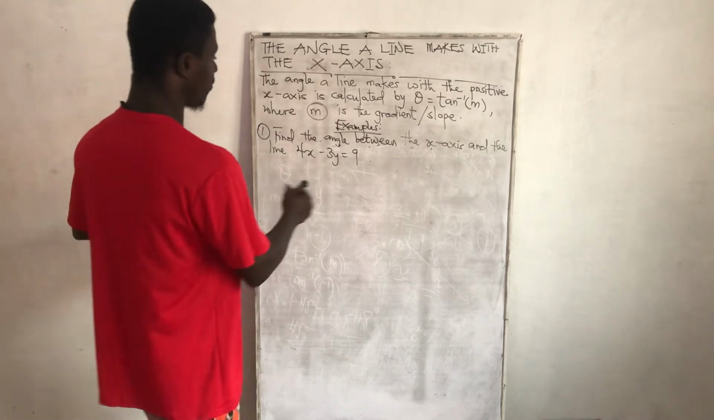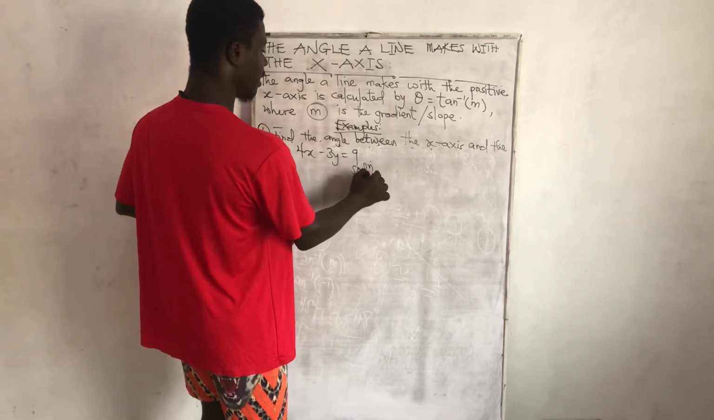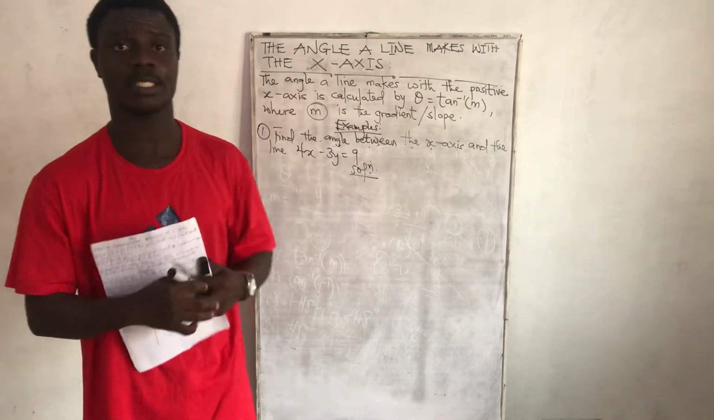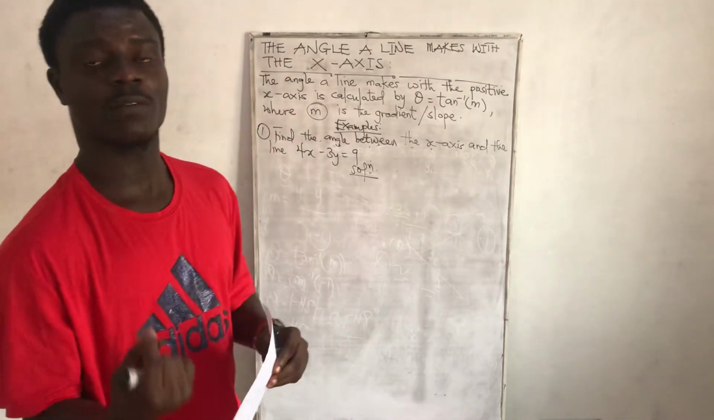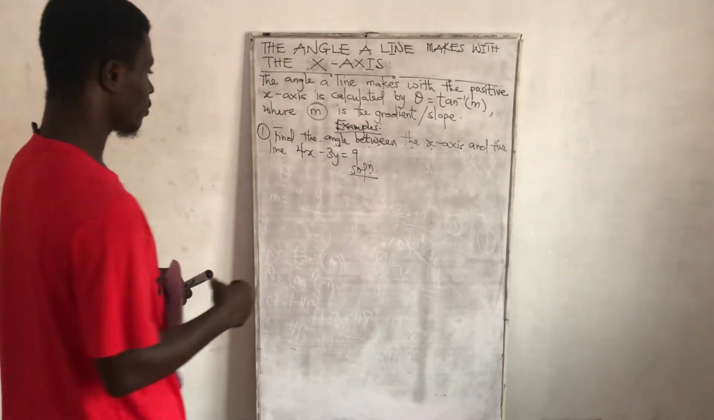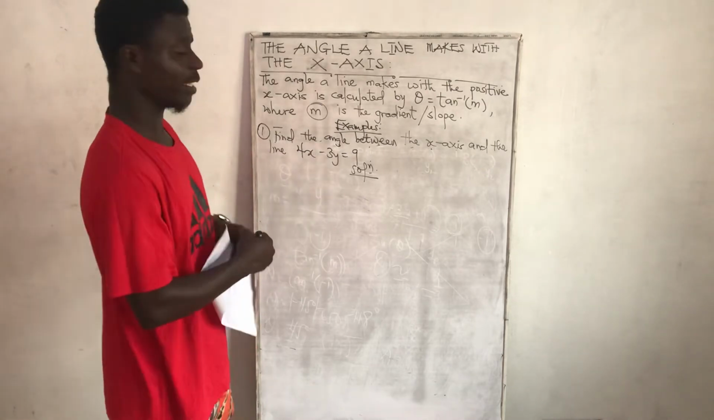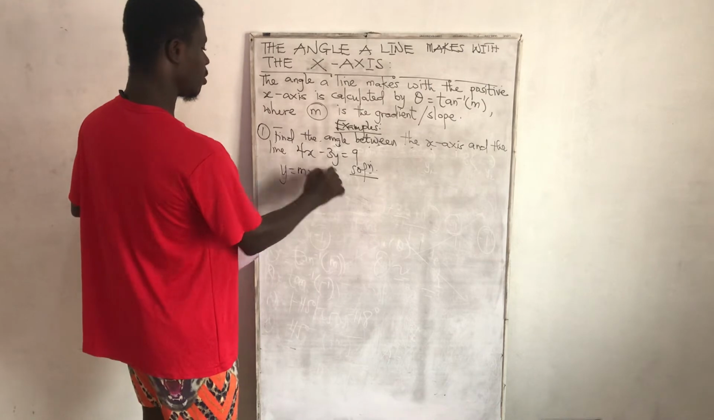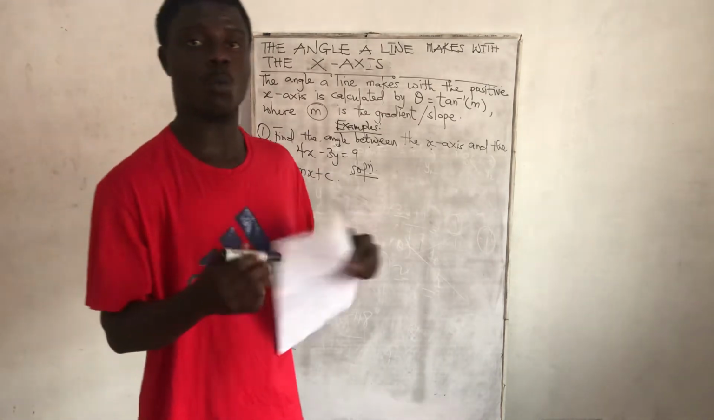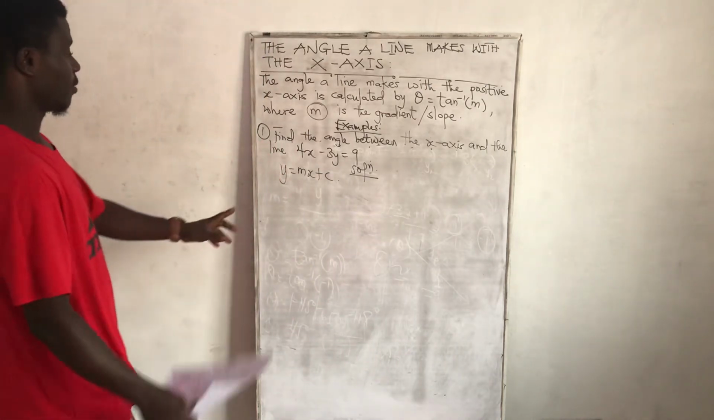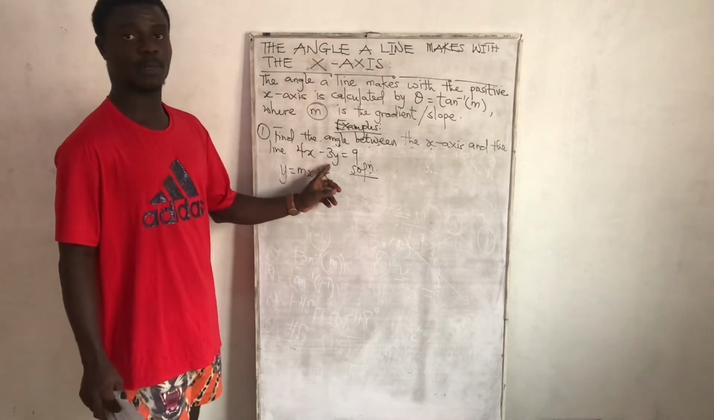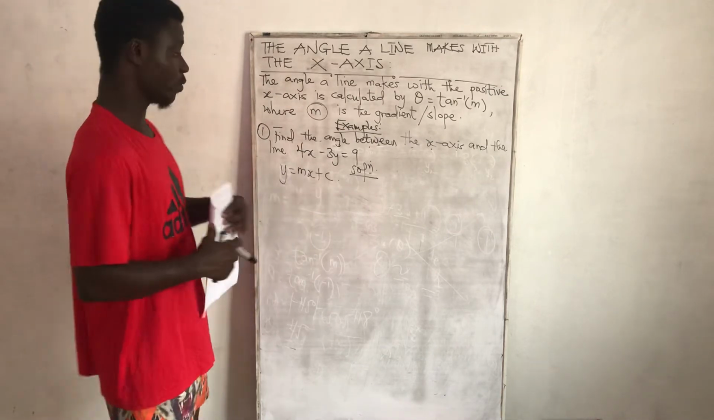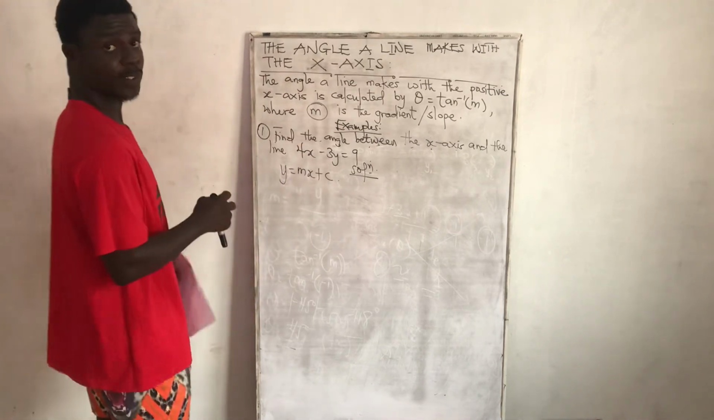So this time around, they didn't give us points, they gave us the equation of the line. And this equation of the line is not in the form y equals mx plus c. So you have to make y the subject of this equation.